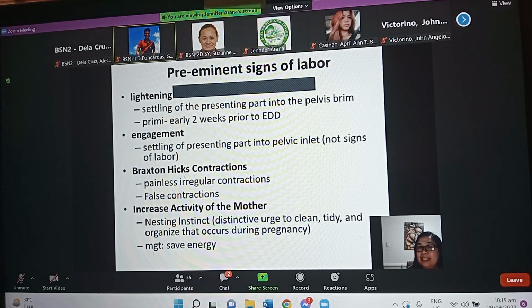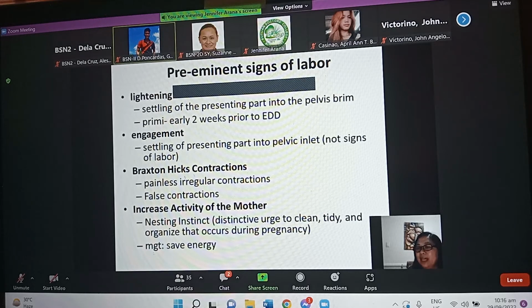Lightening is the settling of the presenting part into the pelvic brim. For primipara, this occurs early, about 2 weeks prior to the expected date of delivery. Okay? For multipara, medyo late na siya makita po.